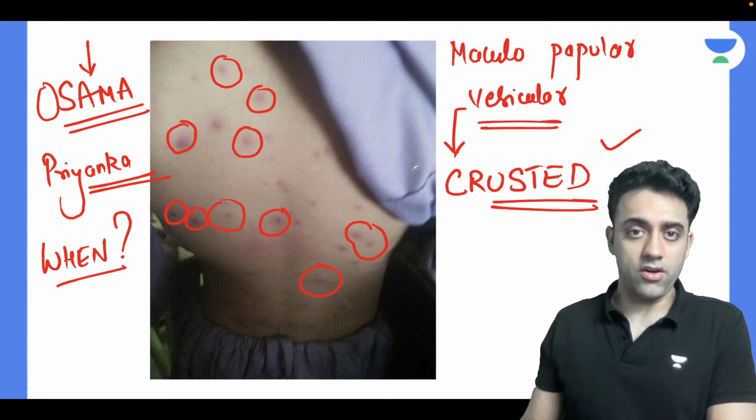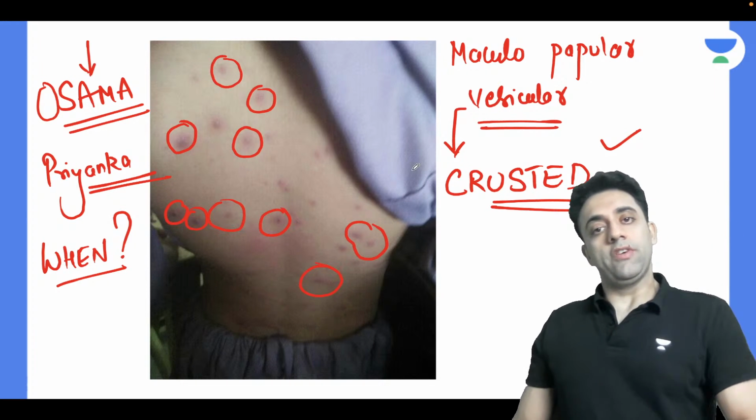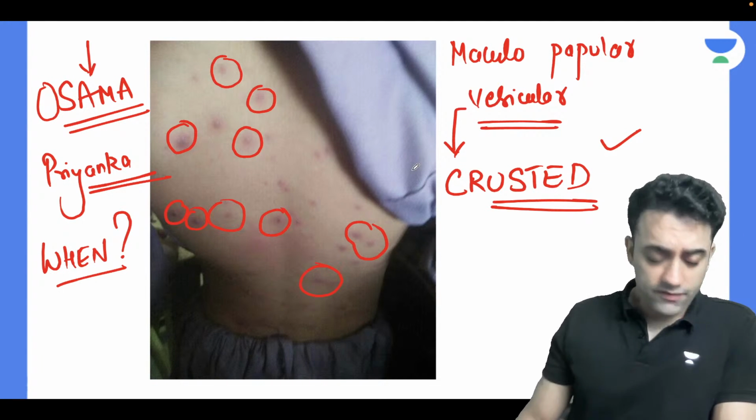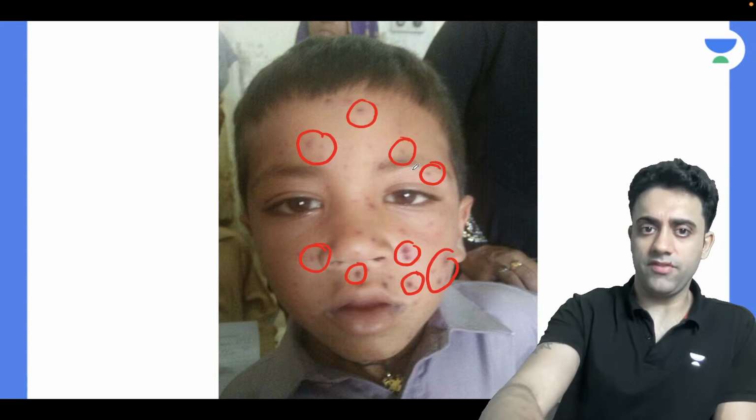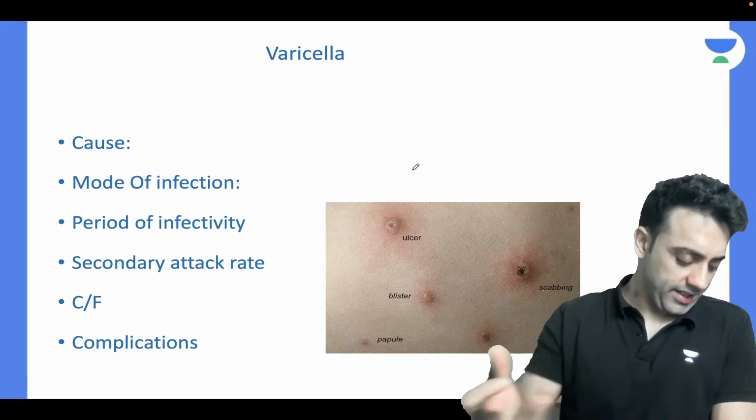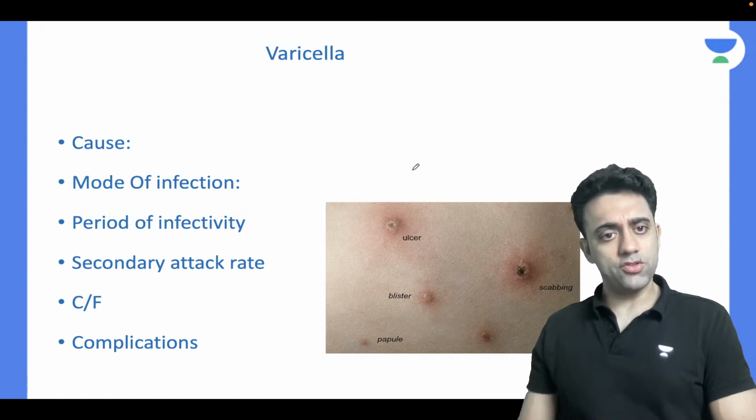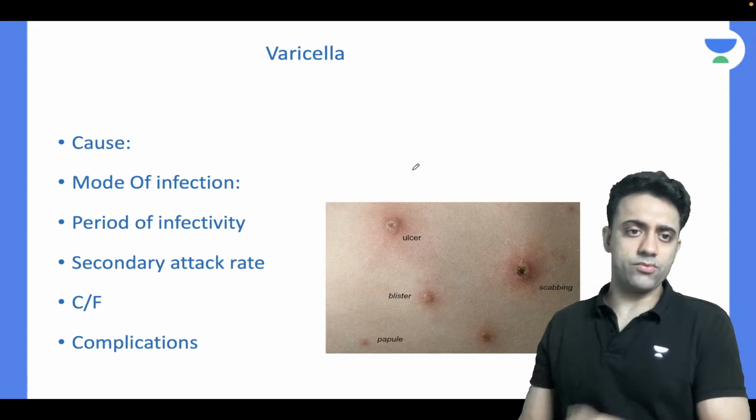When all the vesicles get crusted, the period of communicability is over. Okay, done. That finishes the good part of varicella. Let's just have a rapid revision of this.